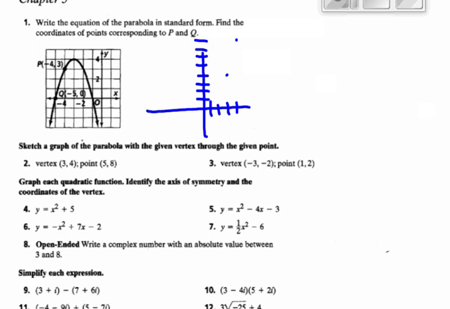Now, here's how I get my third point. Remember, I need 3 points to plug in. We just learned that because we only plugged in 2. You need 3. You have 1, 2 right now. Well, what I do, I went from 3 to 4. I went right 1 and up 4. So that's the same thing. I can go left 1 and up 4. So there's my 3 points now.